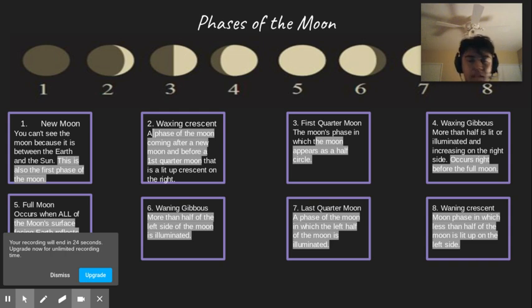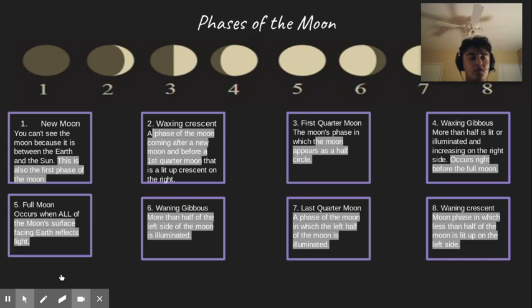And waxing gibbous occurs right before the full moon. As you can see, the moon's slowly filling up, filling up, filling up. This is when more than half is illuminated, increasing on the right side, as you can see right there. And then the full moon occurs when the moon's surface is facing Earth and reflects the full light.